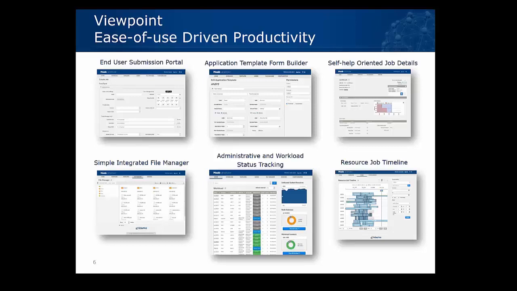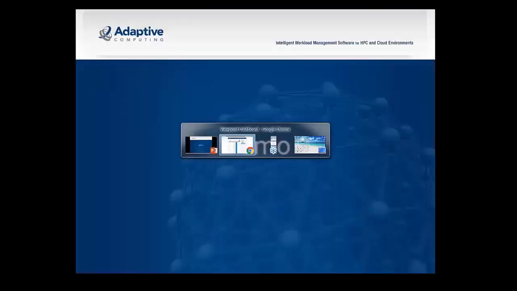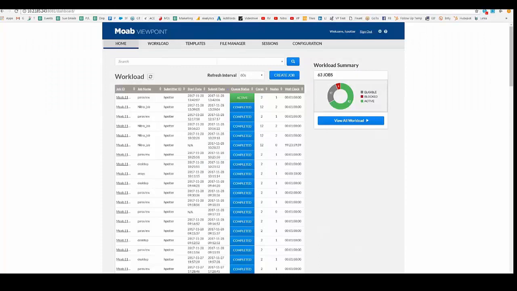And then we'll talk about administrative and workload status tracking, which gives admins tools to track the workload of all of their users directly from their side of the portal, and to then go in and help troubleshoot problems. Then we'll get to the resource job timeline, which is another admin tool that helps them look at all the nodes in the system and how jobs are fitting together on each node so that they can see areas where there might be room for improvement as far as system utilization goes. Okay, now we'll jump in to the demo.